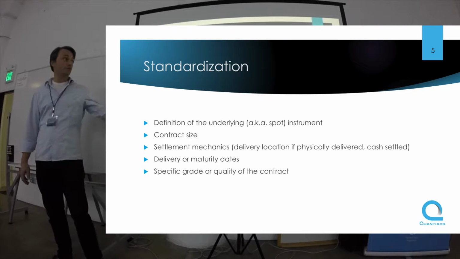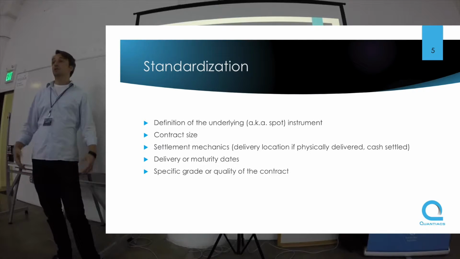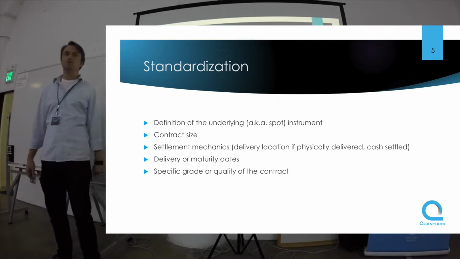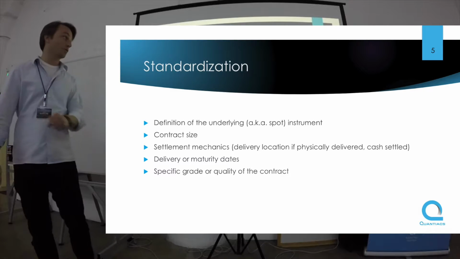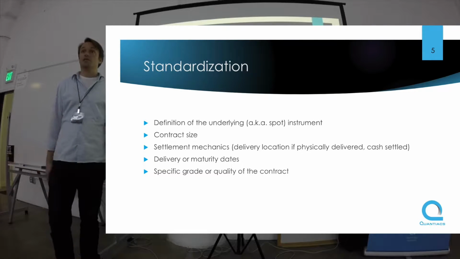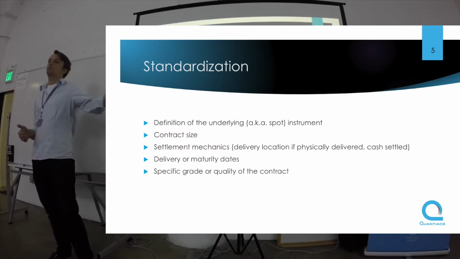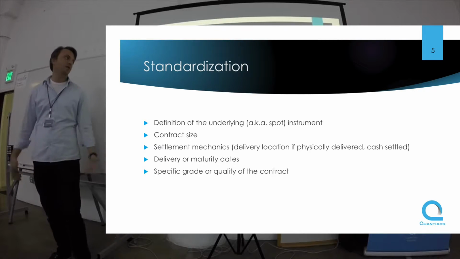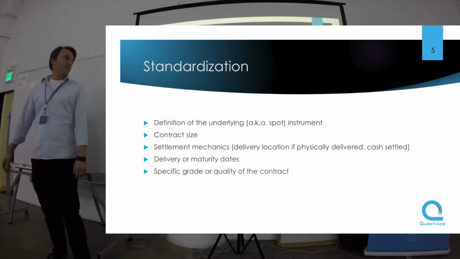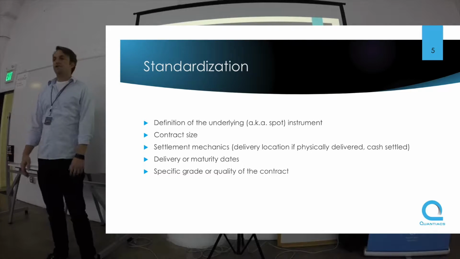Is this future about a physical delivery? So would I need to drive to Chicago and grab my 1,000 barrels of oil? Or are they cash settled? So do I just get the difference between the spot price and the price at which I bought the future in cash? Then the delivery or maturity dates.